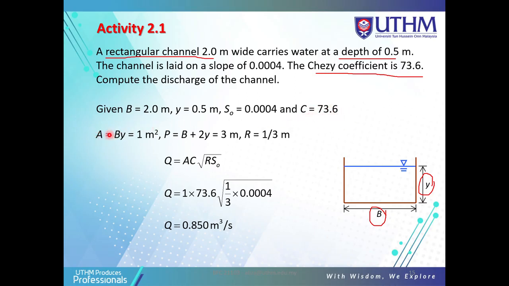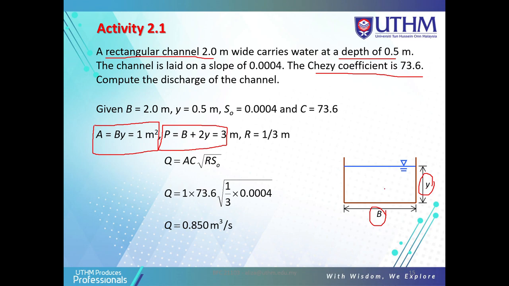So you must use the equations that you learned in chapter 1 to get R. Using the rectangular channel, the area A is equal to B times Y, so we get 2 times 0.5, which is 1 for the area. P is the perimeter of this channel, so we get B plus 2Y.